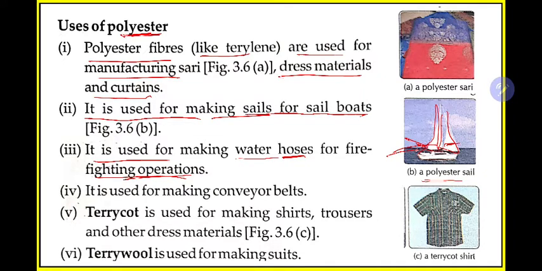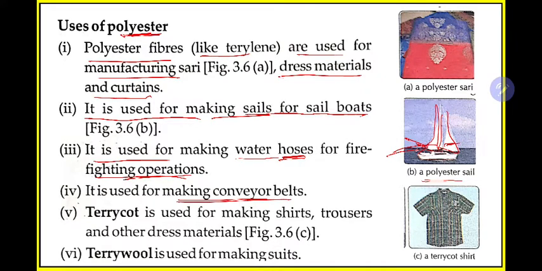If you have seen these hoses, just do one thing after this class: go to Google or YouTube and search water hoses. You will get a clear idea of how these hoses look. Okay, these are pipes which are not made of plastic, but are made of different types of material which can move in any direction. Plastic has some limitations, but these have no limitations. So in making this, they use polyester material.